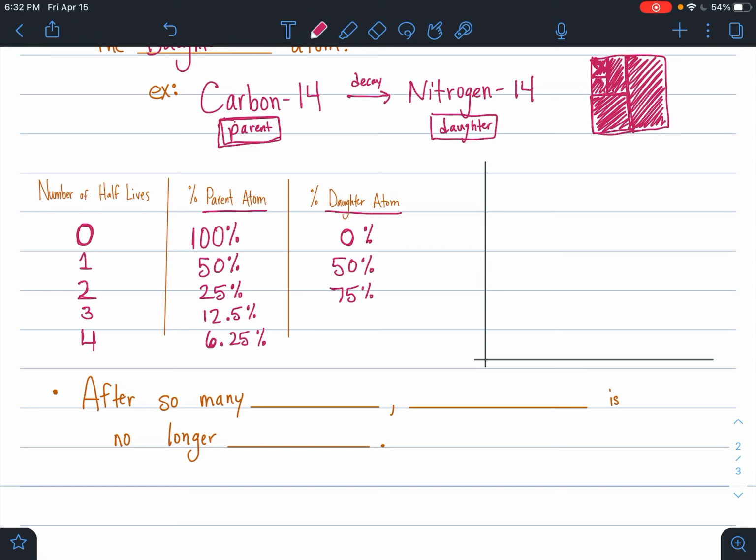We can continue on. In the third half-life, 12.5% would be the parent atom. We have 87.5% is now the daughter atom. And finally, in the fourth half-life, 6.25% of the sample is the parent atom, leaving 93.75% of the sample, which is converted to the daughter atom. And this can continue on beyond 4 half-lives.